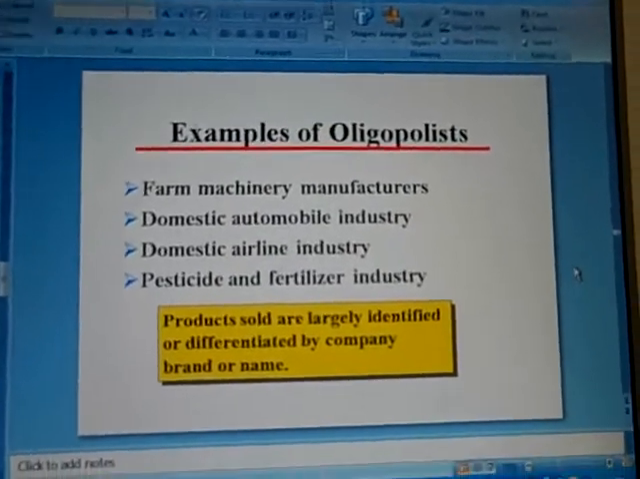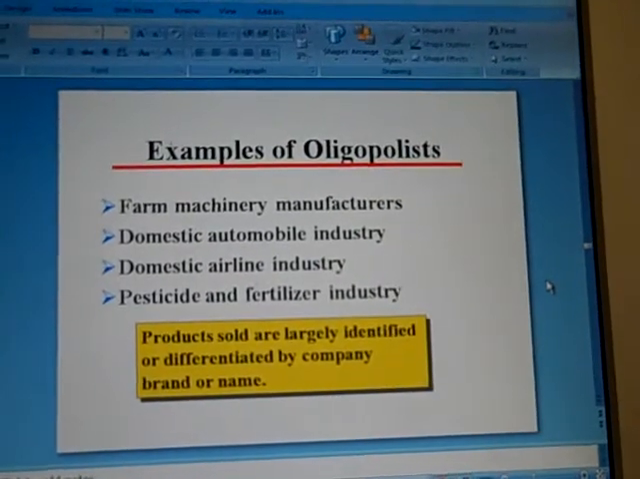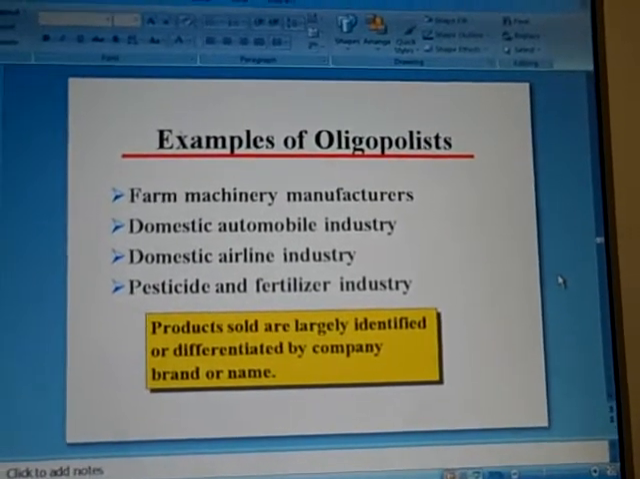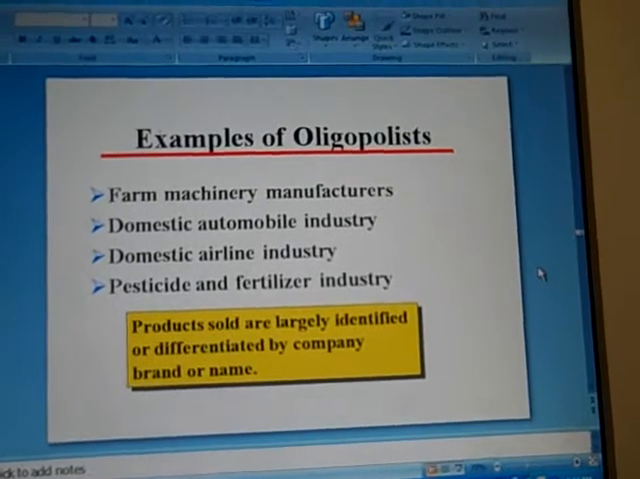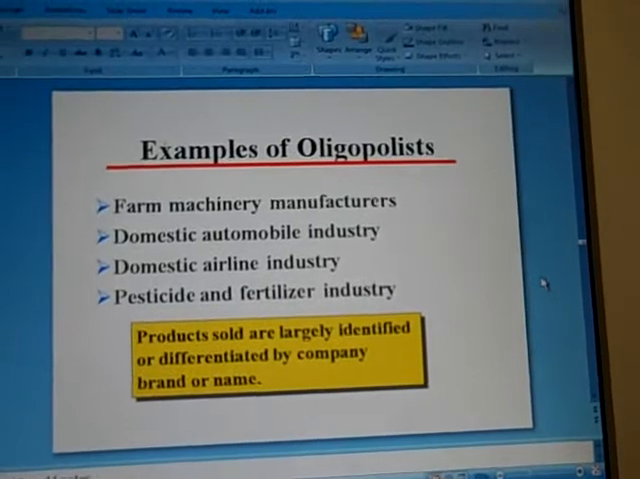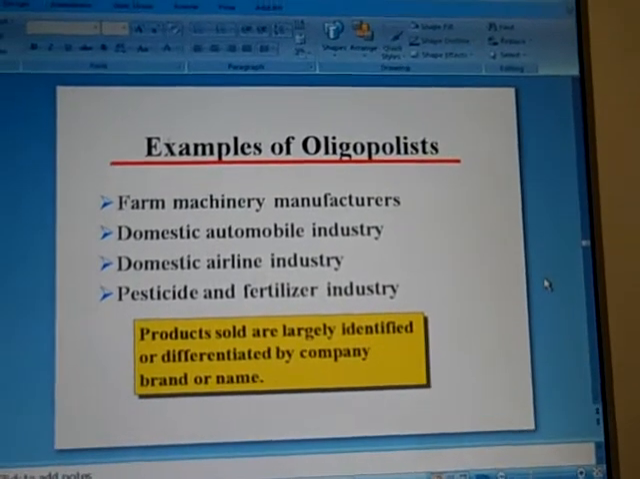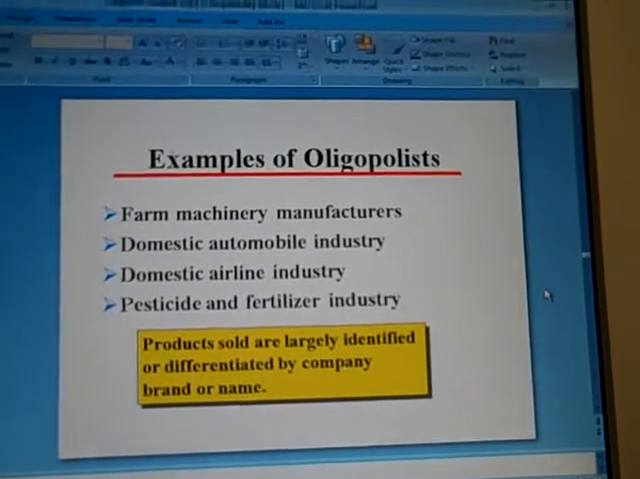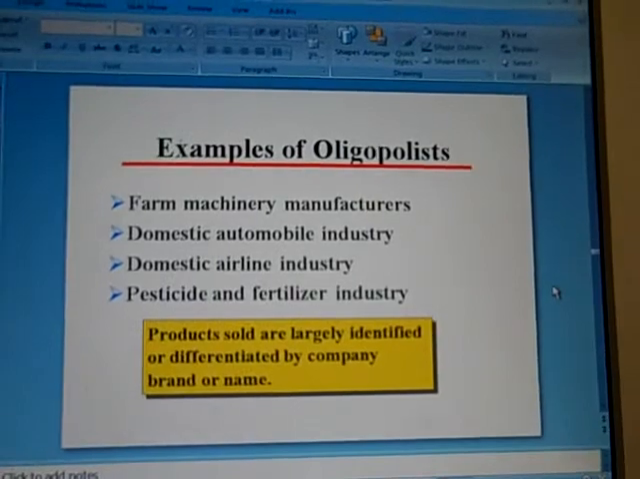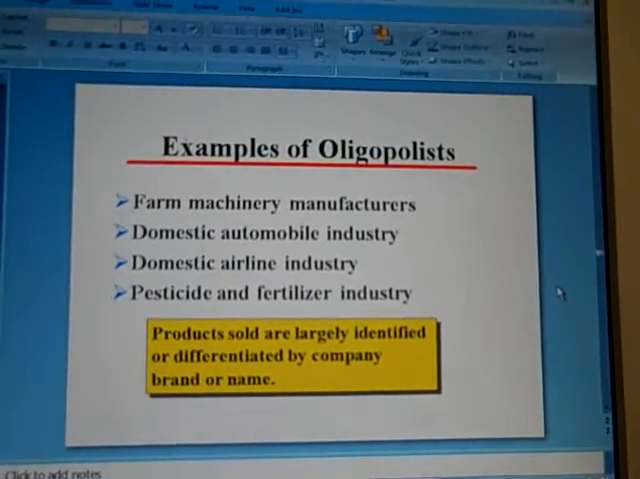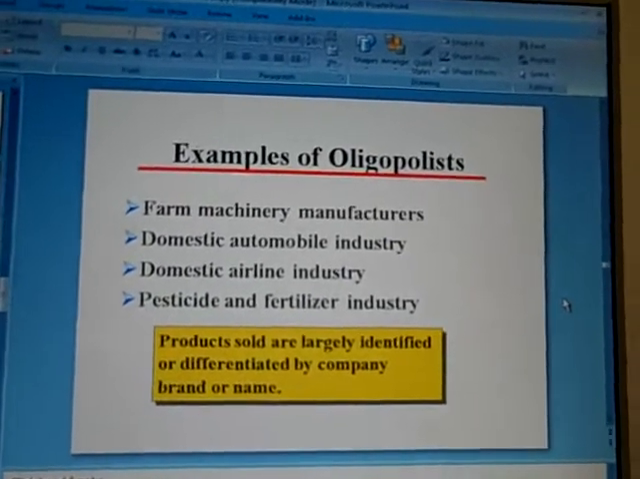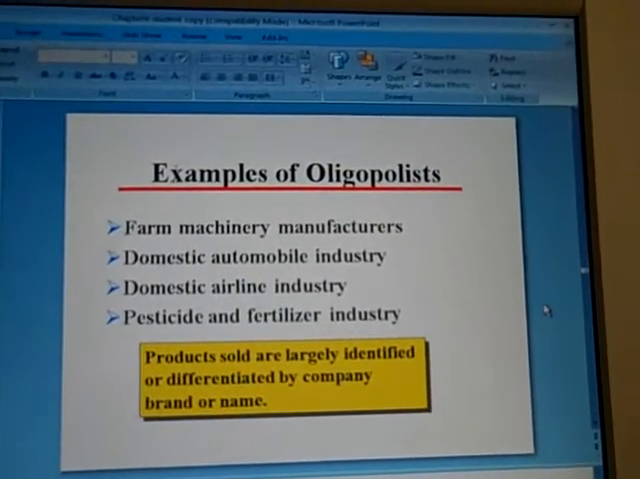Some examples of oligopolists: farm machinery manufacturers. So if you think about who makes farm machinery, we have the big couple, Case, John Deere. Domestic automobile industry, any sort of domestic airline industry. For the most part, there's a couple that take the whole market. Most of the pesticide and fertilizer industry, and quite a bit of the meat markets are also oligopolists. Tyson and Swift have quite a bit of control over the meat markets.